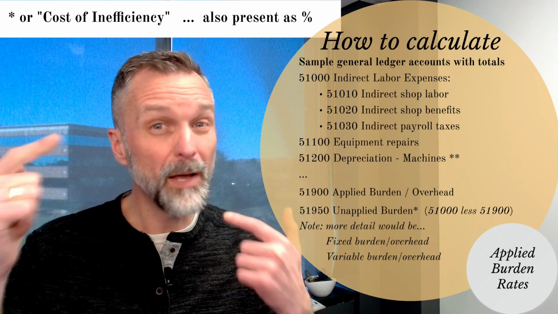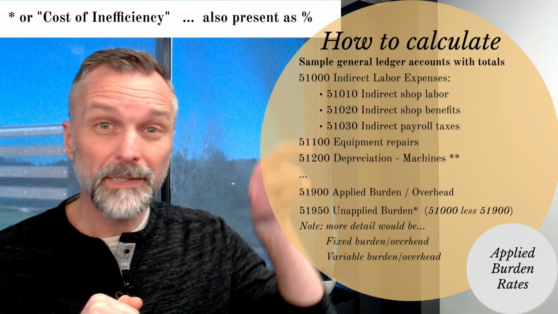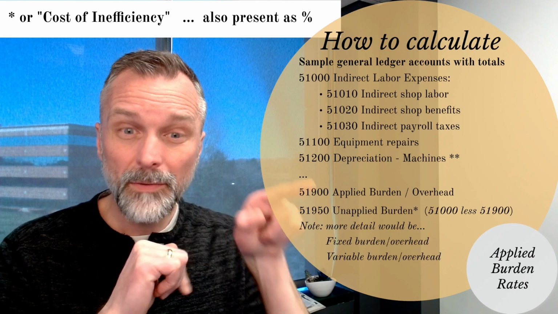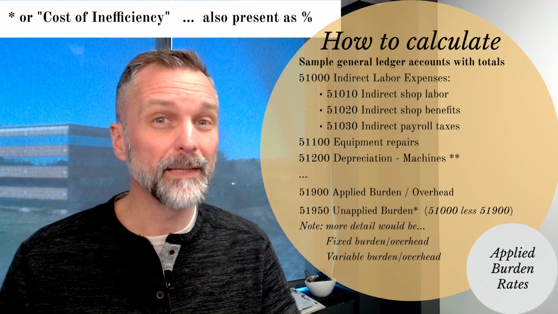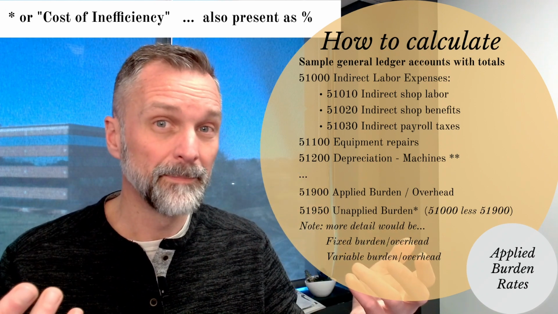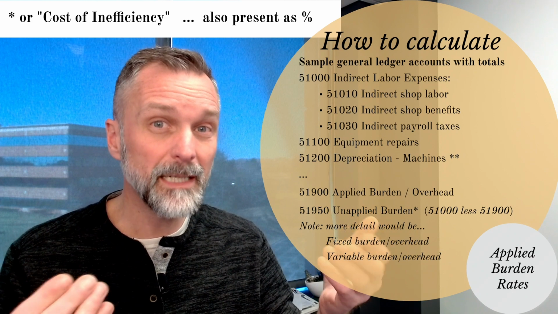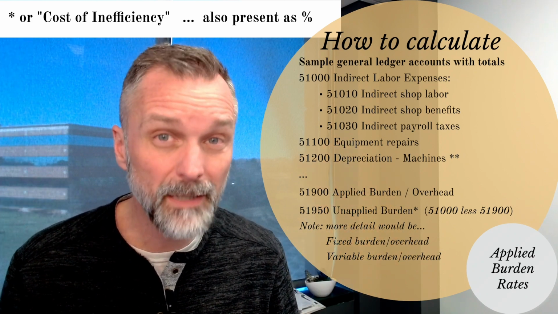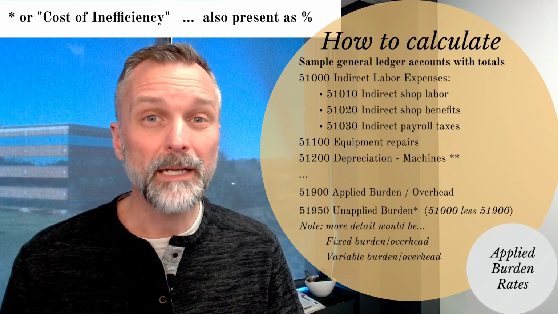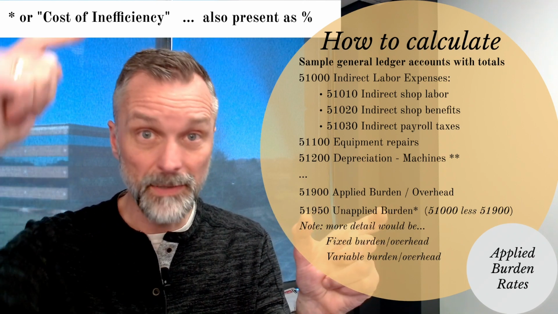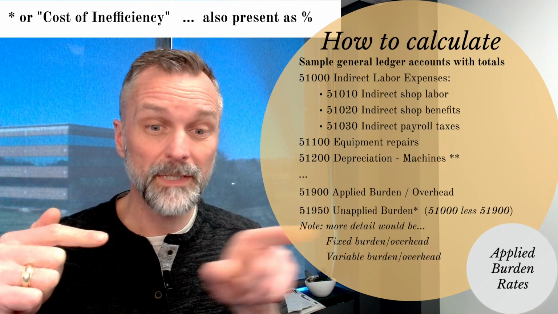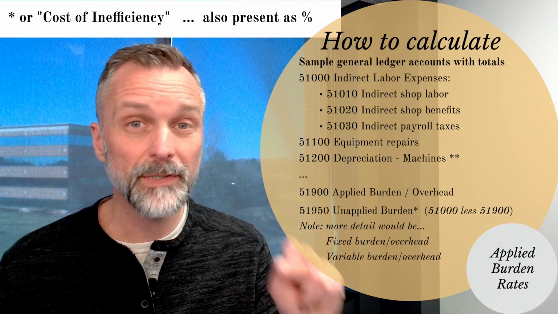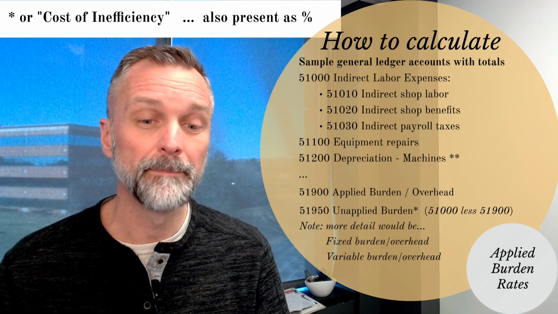So for a given month, if we have $100,000 worth of all these indirect costs, and we've applied $90,000 through the applied burden and overhead, that leaves $10,000 left over. $10,000 which didn't go up into the cost of production. So I'm going to call that cost of inefficiency. And it can be black and white, $10,000 that you'd see on your income statement, very simply. And it can also be helpfully measured and expressed as a percentage, in this case 10%.